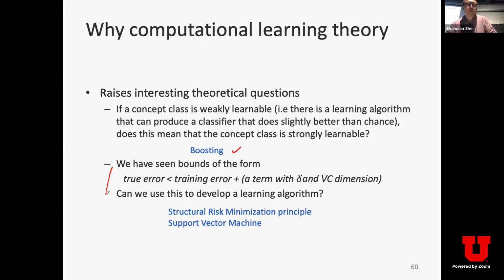And now, from the discussion about the sample complexity bound and generalization error bound, what I'm saying is that with some high probability, the true error is upper bounded by the training error plus a term involving the probability threshold and VC dimension. Can we use this bound to develop a learning algorithm? This motivates the so-called structural risk minimization principle. One well-known and widely used example is the support vector machine.